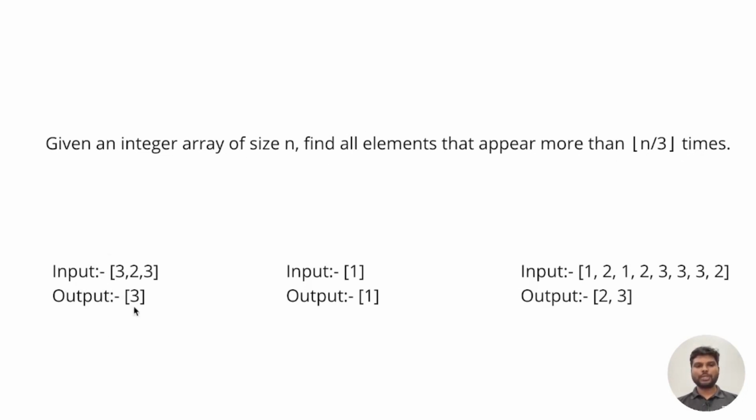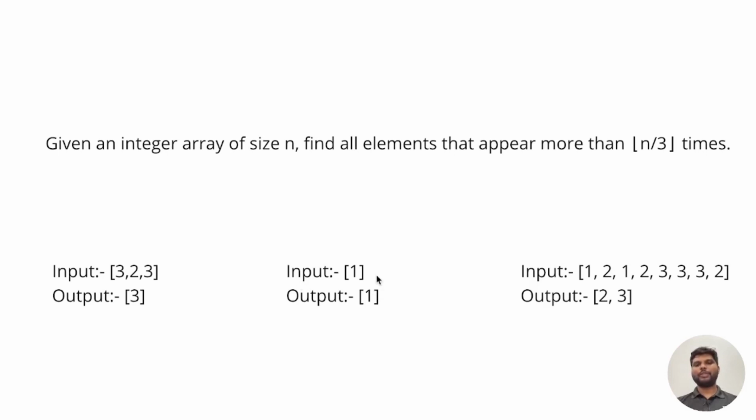The first input is an array with the elements 3, 2, 3. What is the length of the array? The length of the array is 3, right? Divide 3 by 3, we get 1. So we need to find all the elements which appear more than 1 time. 3 is appearing 2 times, 2 is appearing only 1 time. So we need to return an array of 3 as the output.